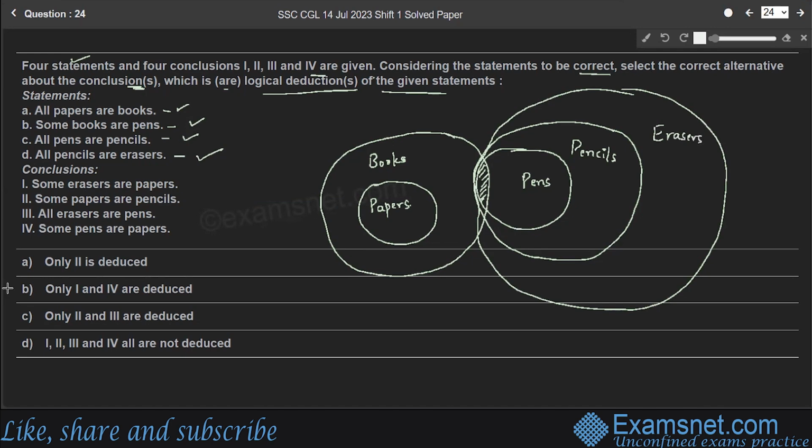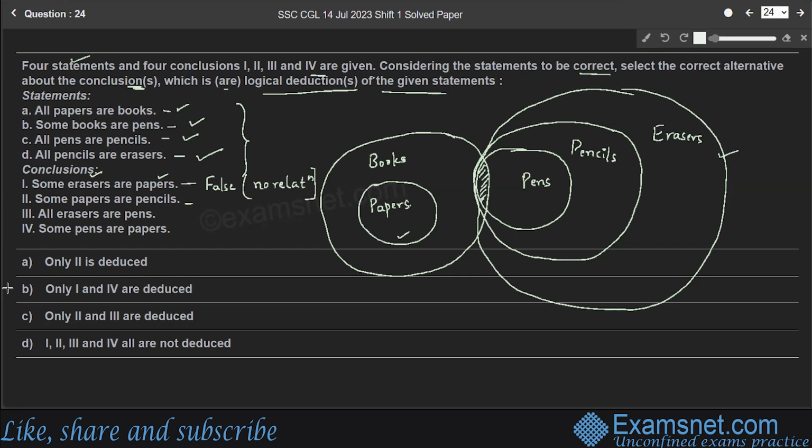So come to the conclusion part. Some erasers are papers. Here is the set of papers. Erasers is here, right? So there is no direct relation between papers and erasers according to the given four statements, right? Therefore, the first conclusion is false, because there is no relation between papers and erasers according to the statements.